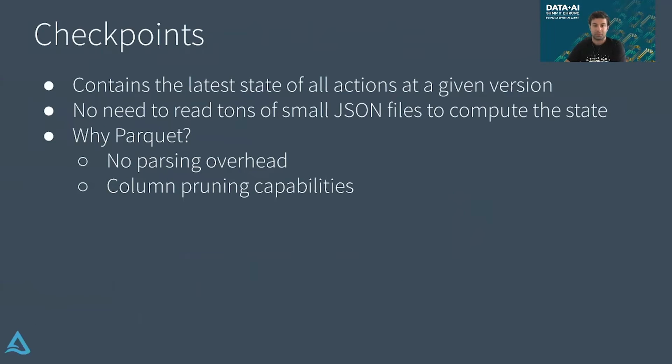So, more about these checkpoints: they contain the latest state of all actions at a given version, and they obviate the need to read all these small JSON files. Why do we choose Parquet for the checkpoints? First of all, there's no parsing overhead with Parquet, unlike JSON. So if you have a huge table, instead of a gigabyte-sized JSON file, you'll have a small megabyte-sized Parquet file. And also you get column pruning capabilities. You don't need to parse the JSON, and you can read certain columns directly from the Parquet file, which can speed up many metadata operations.